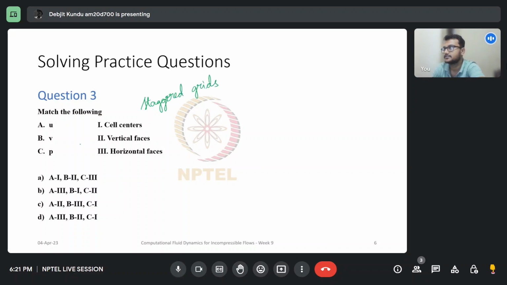So where are these stored? U, V, and P we have in the left column, and in the right column we have cell centers, vertical faces, and horizontal faces. So this should be easy since we saw this very recently. So where are each of these variables stored? You have to match one item from each column with the other. So once you have figured out the correct combination, you can type in the chat box, or you can unmute and answer as well.